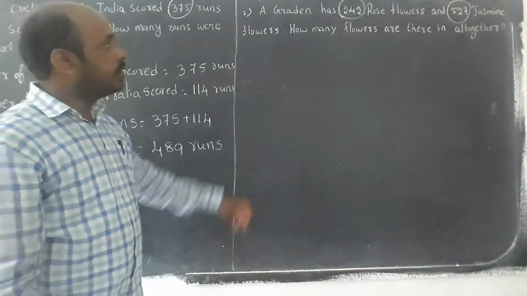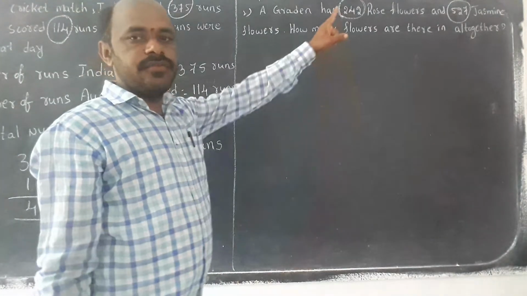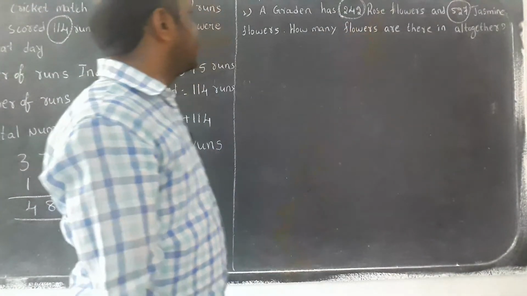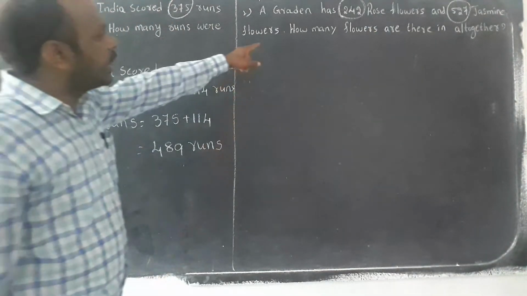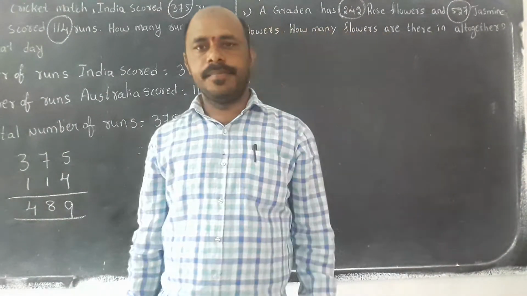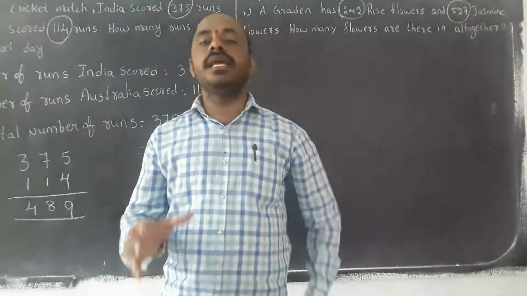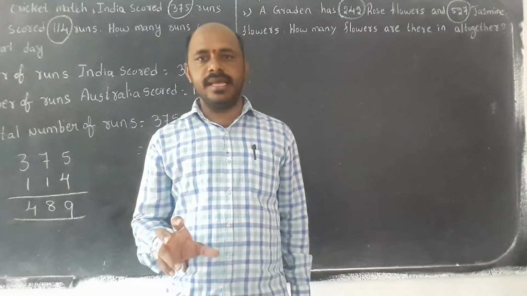In a garden, 242 rose flowers are there and 525 jasmine flowers are there. What is asked? How many flowers are there all together? It means he is asking the total number of flowers. How many flowers are there in the garden?